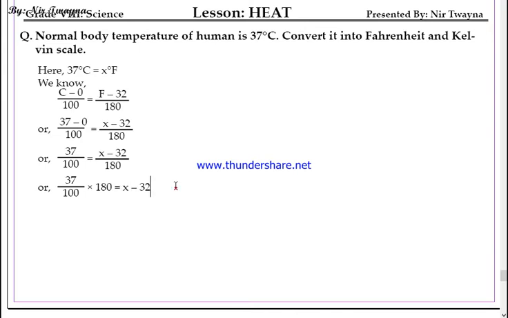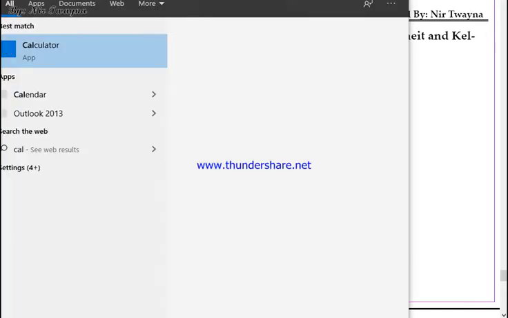Okay, do you understand this step? I multiplied this 180 into here, using the cross multiplication method. Now if you do this in a calculator, I suggest you do not use a calculator, but still if you need to, then let's see what you get.